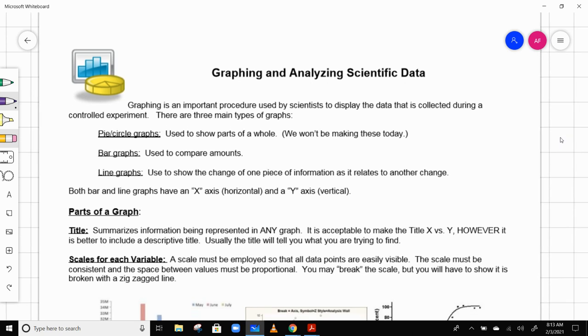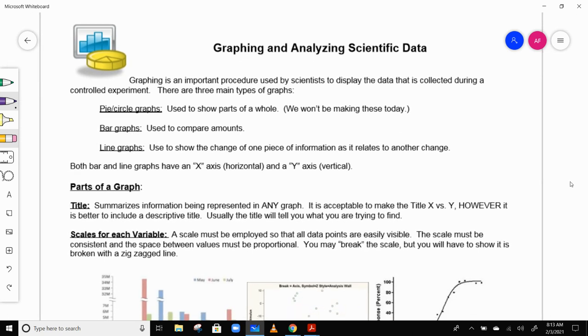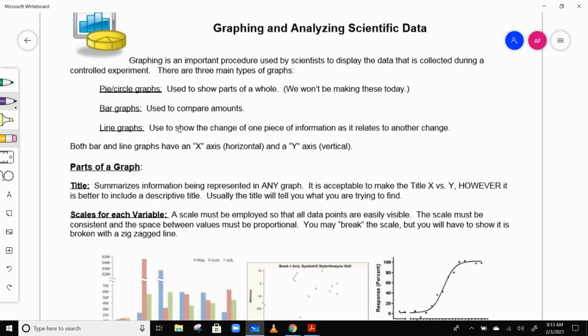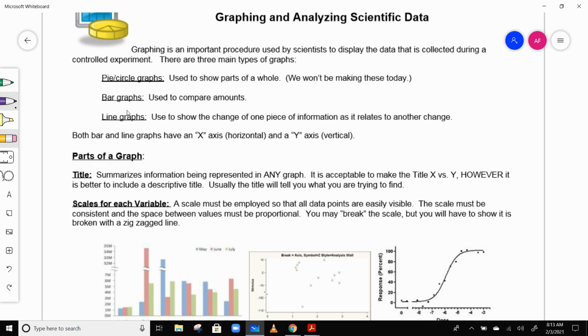Okay, so let's look at parts of a graph and the types we're going to be looking at. So again, pie and circle, we're not going to talk about these today. Maybe we'll deal with them another day, but not today. Bar graphs and line graphs are the ones that we use the most in science. Both of these bar and line graphs have an X and a Y axis. So that's why I'm grouping them together today. They're very similar in the way we graph them and we use them.